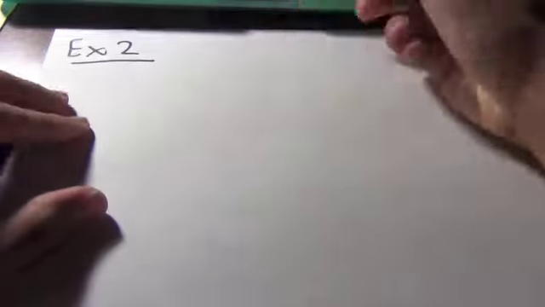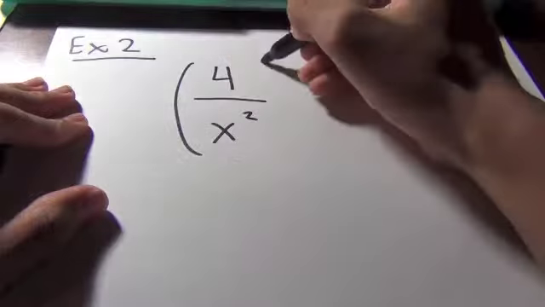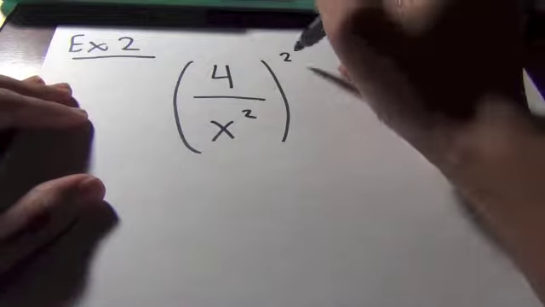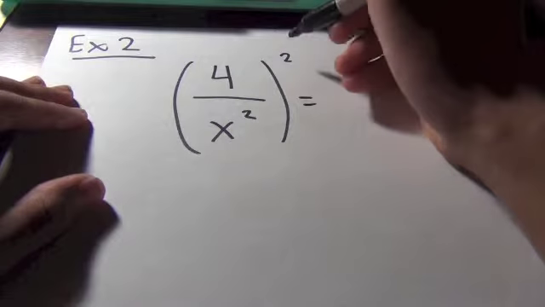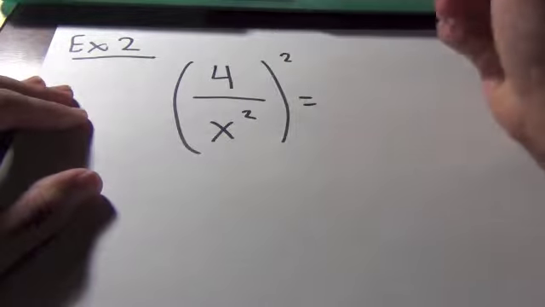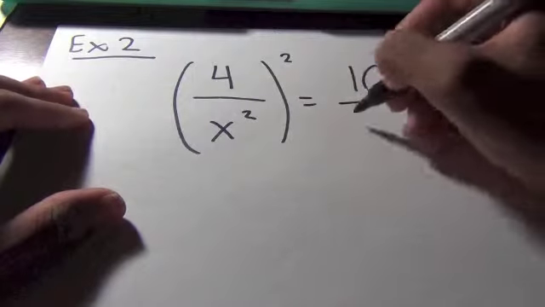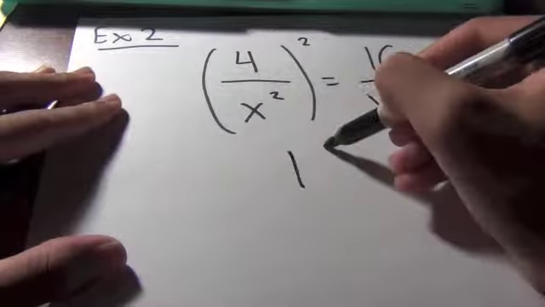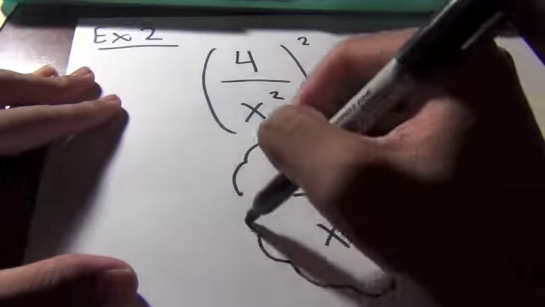Let's do another example. For this example, I have 4 over x squared, and I raise it to the 2nd power. Then what I can do is square both the top and the bottom. So 4 squared equals 16, and for x squared squared, I multiply the exponents, and this would equal 16 over x to the 4th, and this would be my final answer.